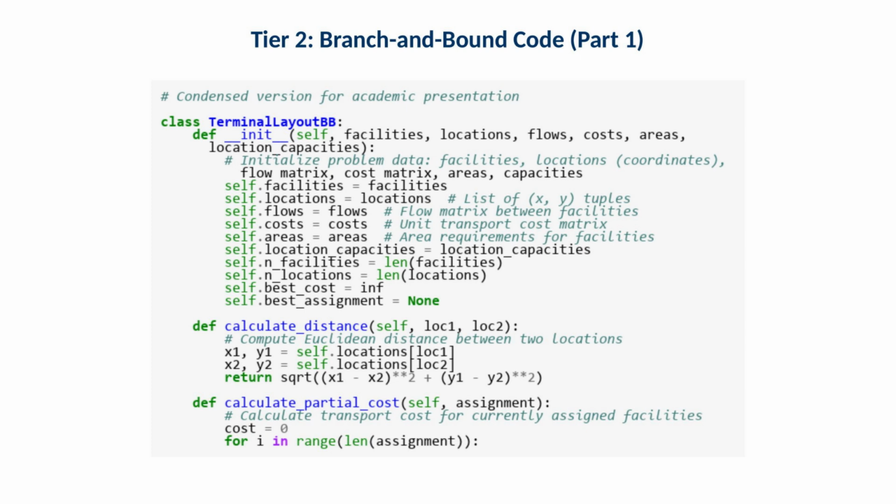and location capacities. It includes a distance function and a partial cost function that computes the transportation cost for currently assigned facilities. This is the core cost driver in layout decisions.